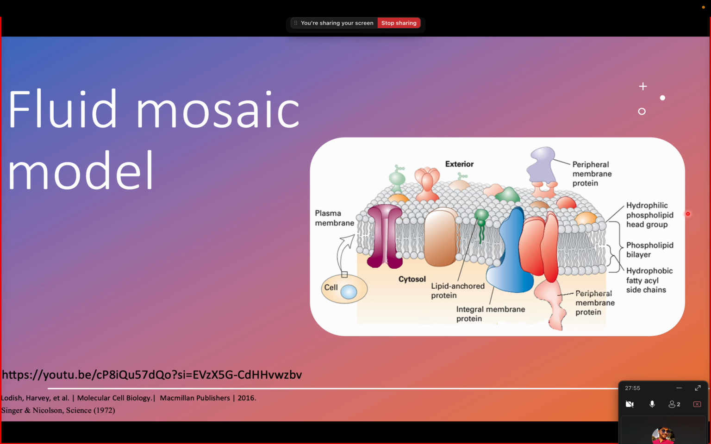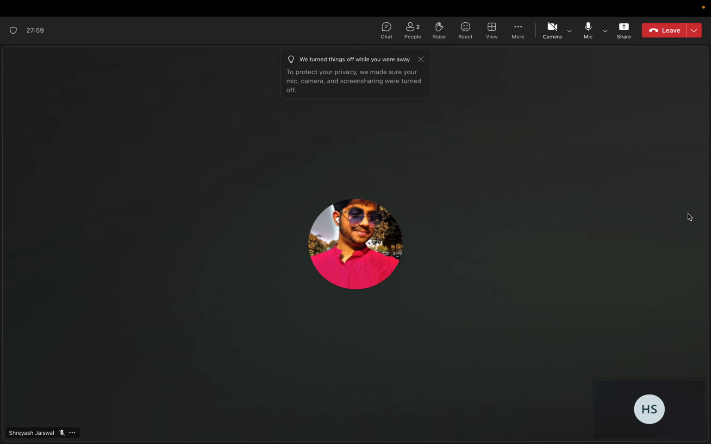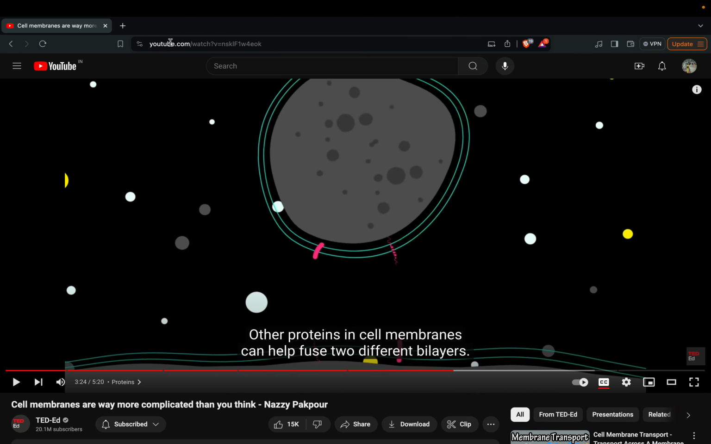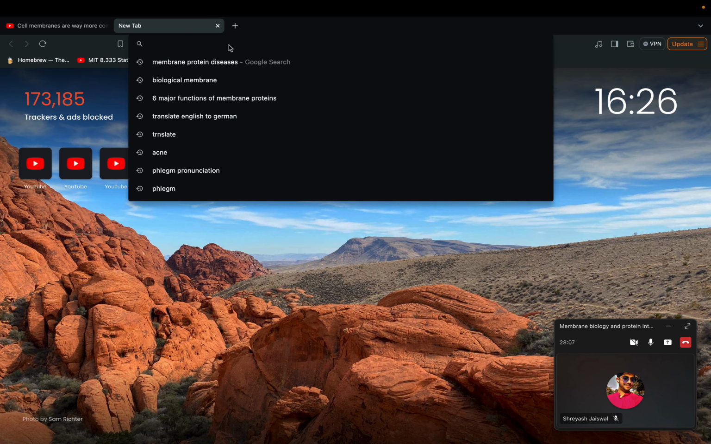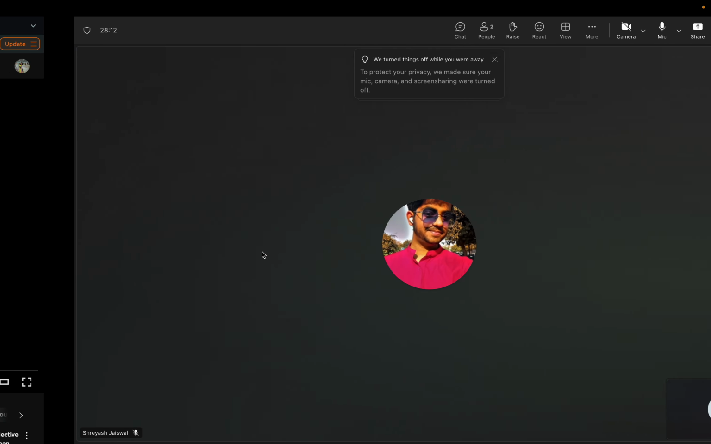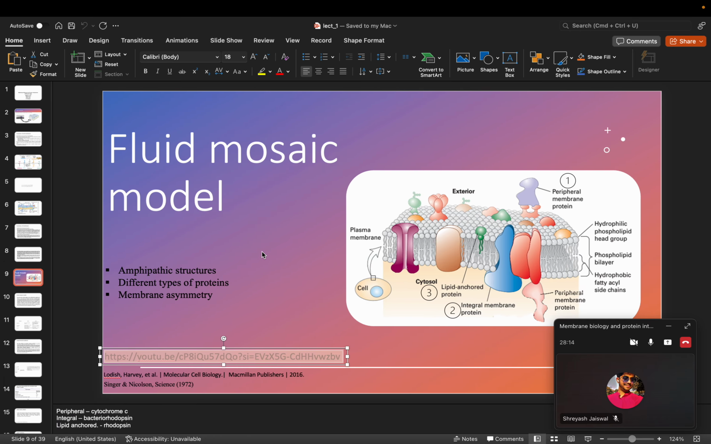And as I have discussed even today about the fluid mosaic model, we need to understand why this model is very important and why it is still a widely accepted model, right? There are no second doubts that membranes are fluid mosaic in nature, right?